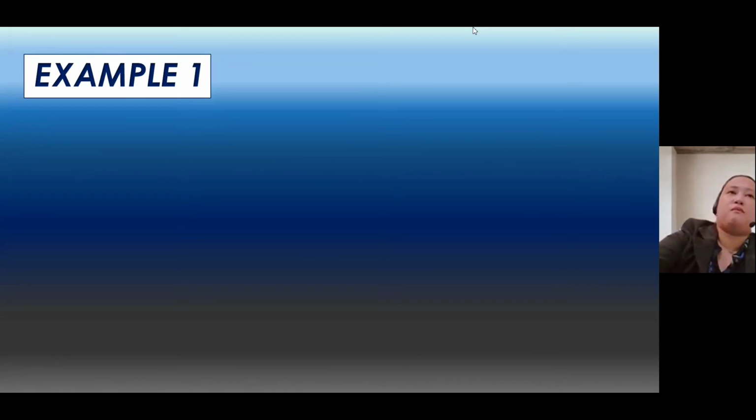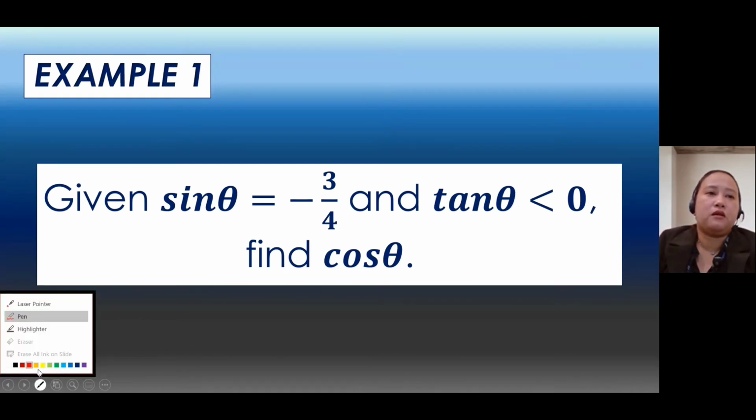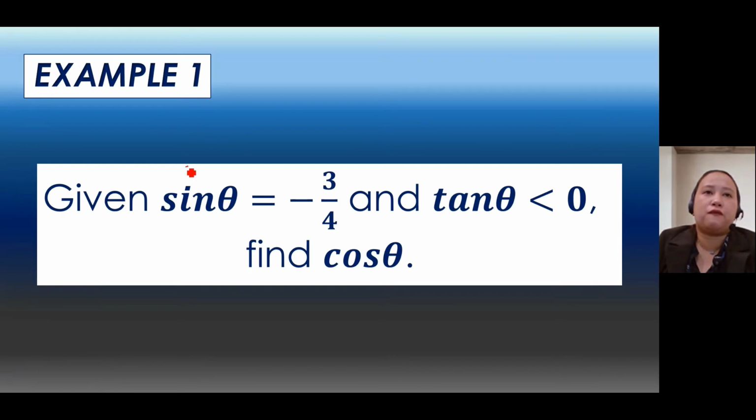So here is an example. Given sine theta equals negative 3 over 4 and tangent theta is less than 0, we're going to solve for the cosine theta. In order to solve this, first take note of the given. It is said that sine theta is negative 3 over 4.